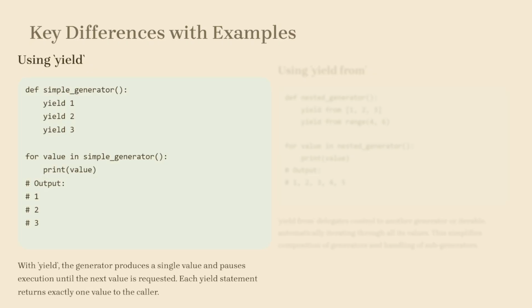Here's one for the yield, where we define a simple generator function where we have yield 1, yield 2, yield 3, and then we have a for loop, for value in the generator. So with the yield, the generator produces a single value and pauses execution until the next value is requested, and each yield statement returns exactly one value to the caller.